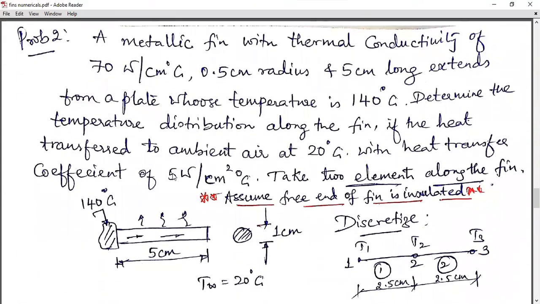Similarly, you have another problem statement, problem number 2, slightly different. We will not assume free end convection here. Assume free end of the fin is insulated. As I said in the earlier problem, you can ignore those third term. Look at the problem. Temperature is 145 centimeter. Look at the cross section. Only difference is 1 centimeter diameter. So round cross section fin. Earlier it was a rectangular cross section fin.